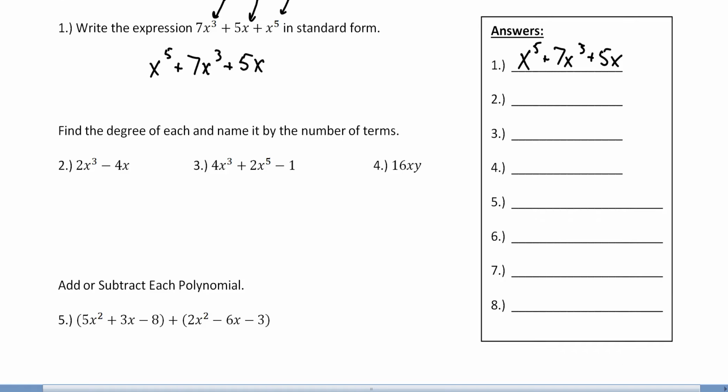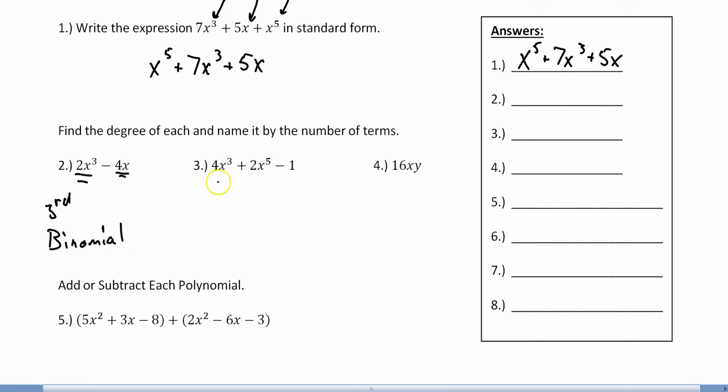The next couple just say to find the degree and then name each based on the number of terms. So when I look at the first one, for a polynomial you look for the term with the biggest degree. This term has a degree of 3, this one has a degree of 1, so this is a 3rd degree polynomial.